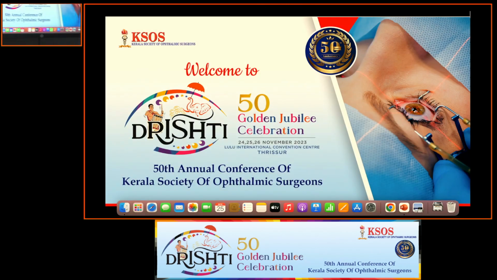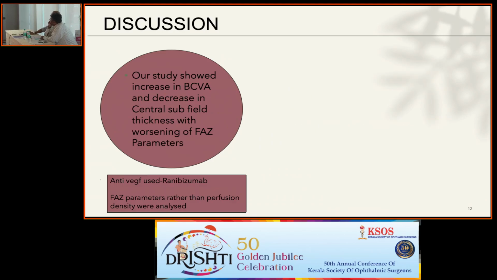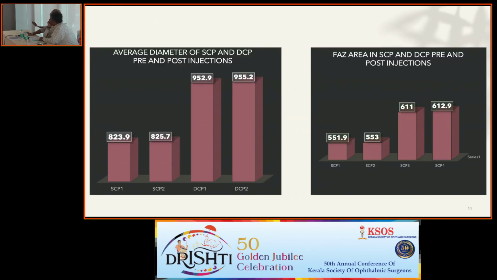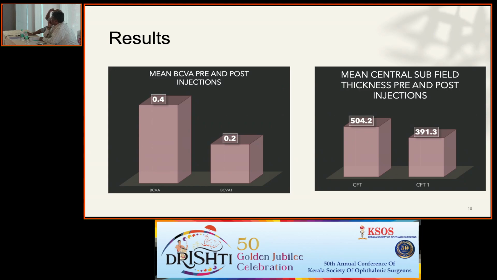These findings with the visual acuity, is it? Yes, there was an improvement in visual acuity, but the form. Yes, sir. So what were the findings that showed you that the FAZ perfusion actually worsened? Actually, we have taken the average diameter in superficial and deep capillary plexus, and also the area was measured, both in superficial and deep capillary plexus.